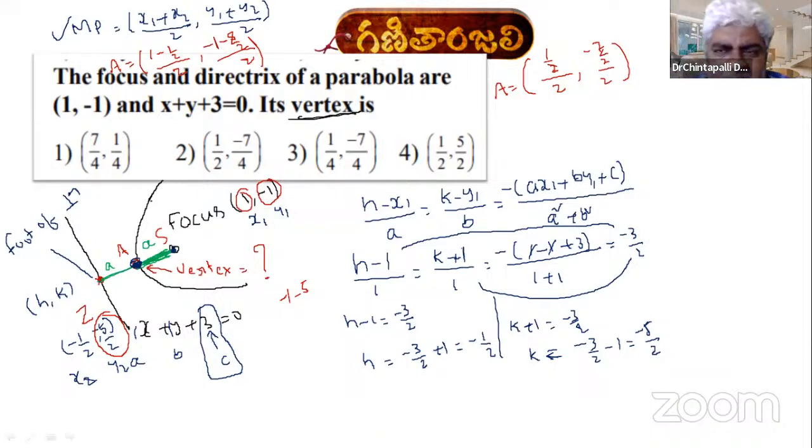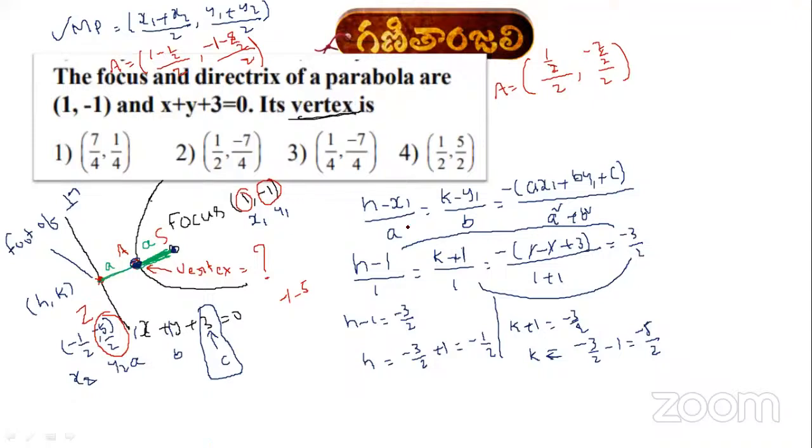My students, very good. 1 by 2 whole by 2 means 1 by 4. Option 3, sir. Who told option 2?